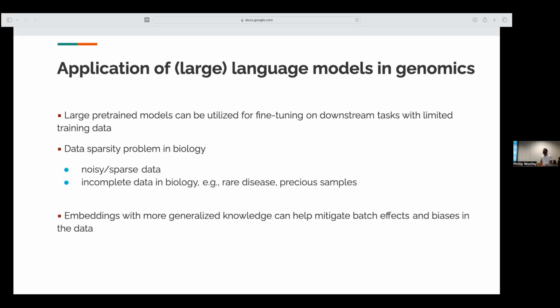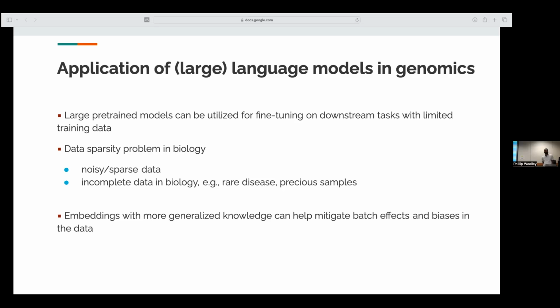What is really good with these models is that you can train on large data and fine tune it to whatever task you want. But in biology, most of the experiments that you perform in the lab are either noisy or sparse. Either the data that you have is not very good, or it is not enough to train these models, right?